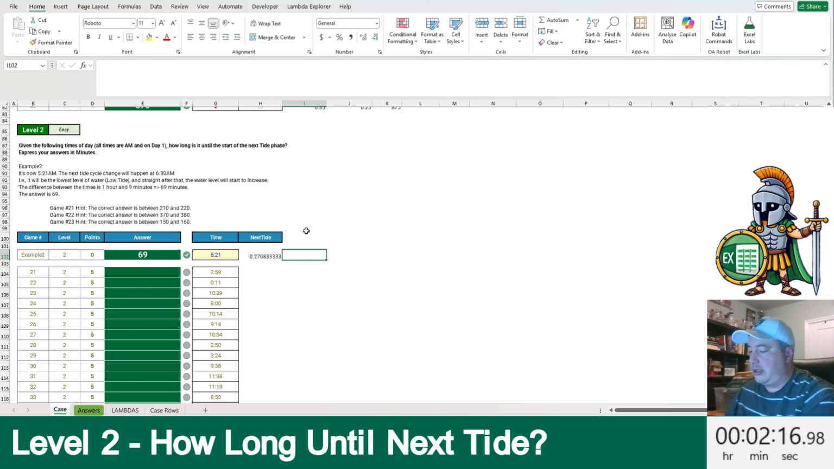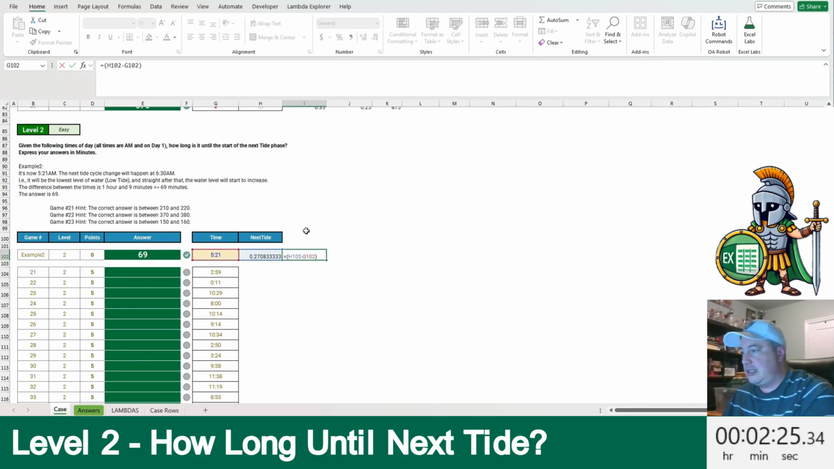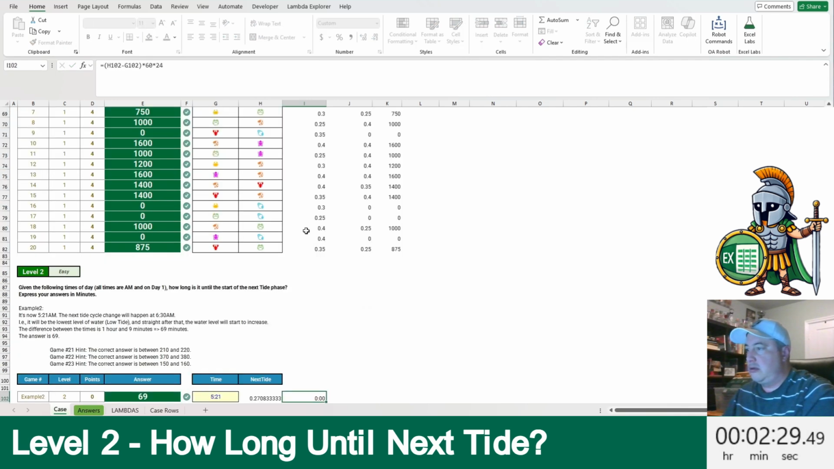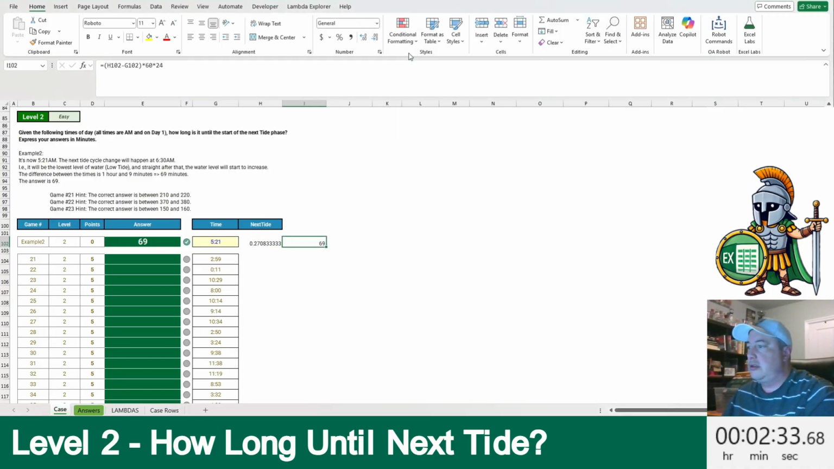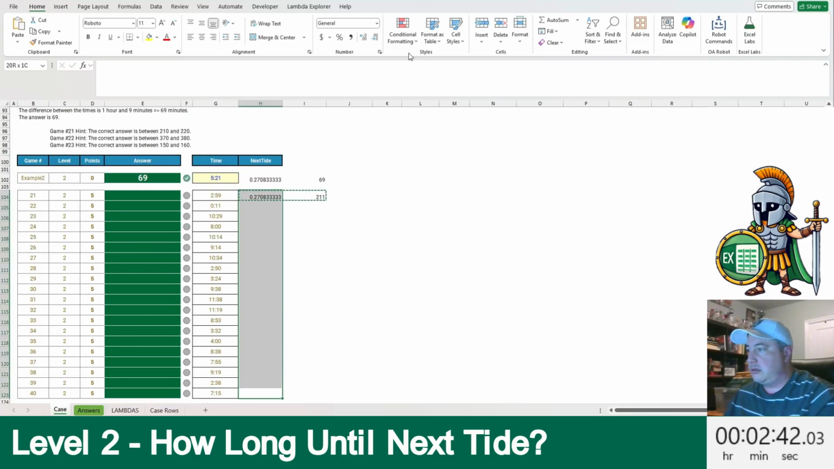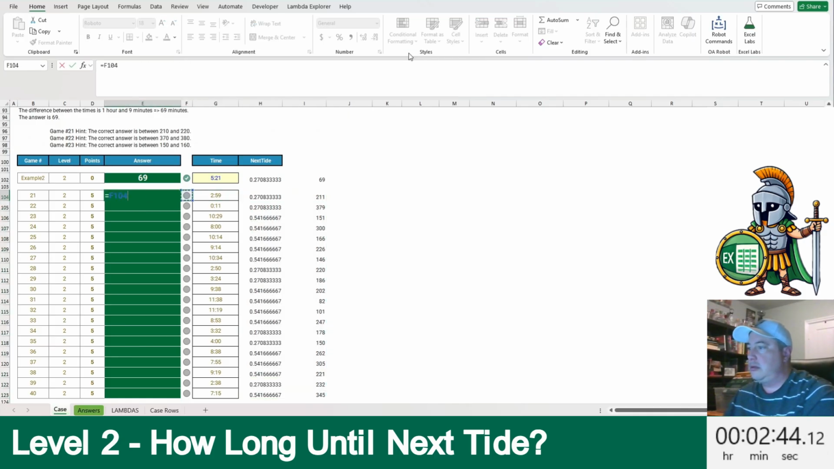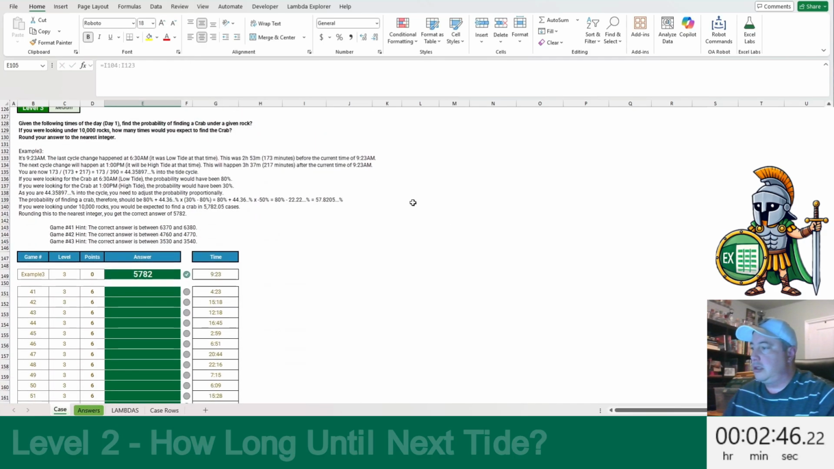Alright, so we got our lambda. Now, we want to say that minus that times 60 times 24. I'll put it in number format. And then I need to round to 0 just to avoid floating point errors there. Okay.